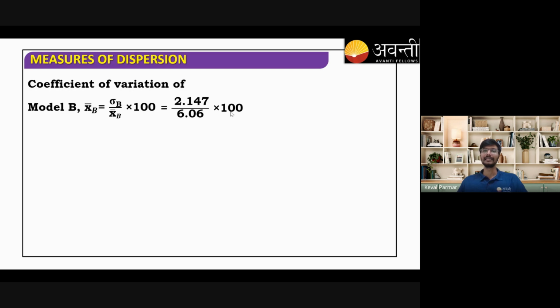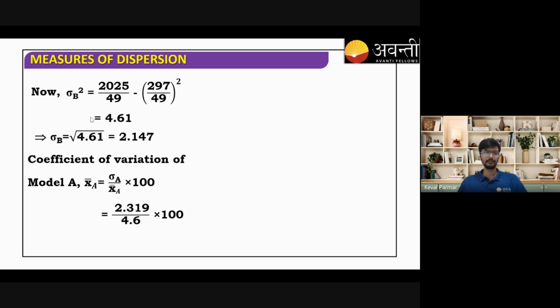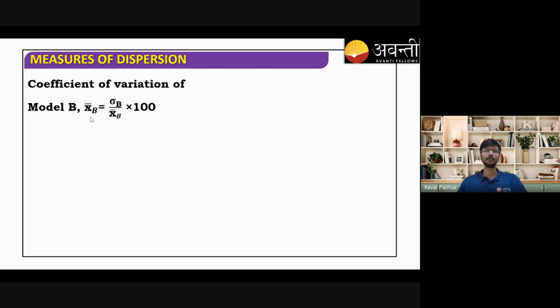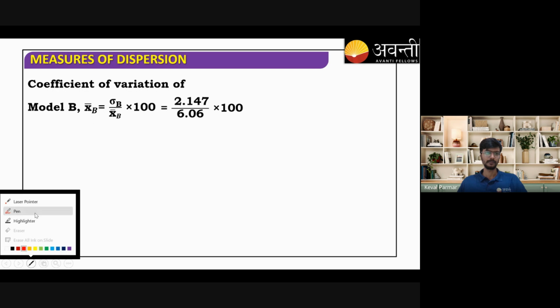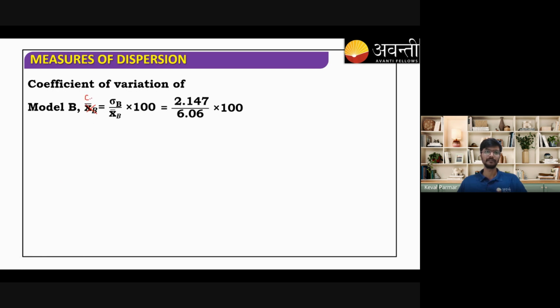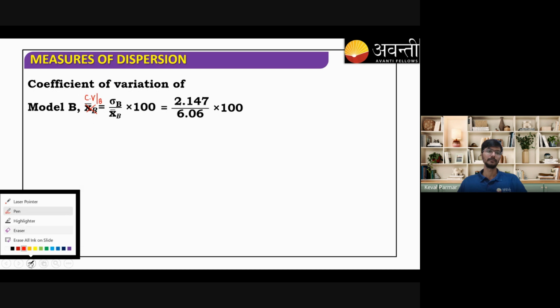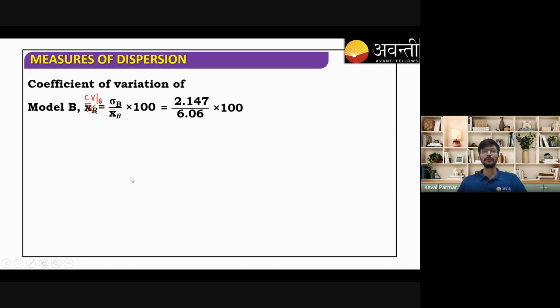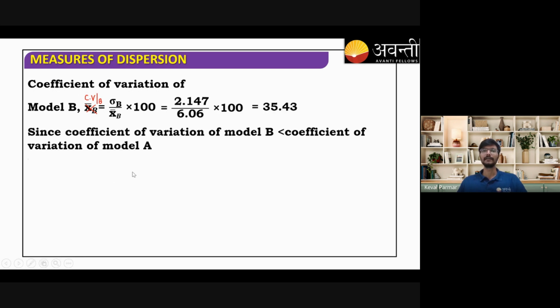Now, the coefficient of variation xb bar. They have made a mistake in the notation. Sorry, guys. It shouldn't be xb bar, right? It should be coefficient of variation for B. Okay, no issues. So it comes down to 35.